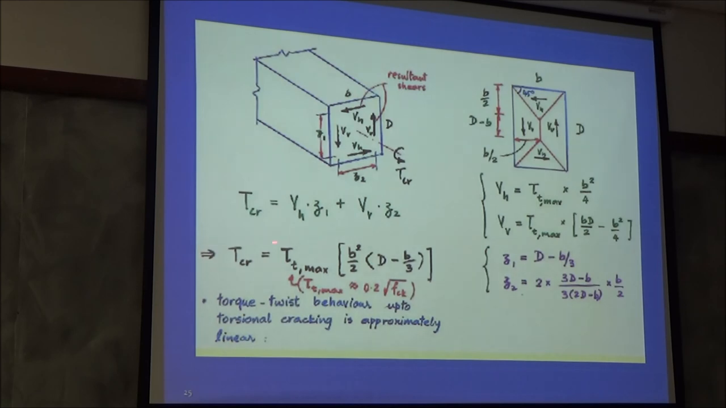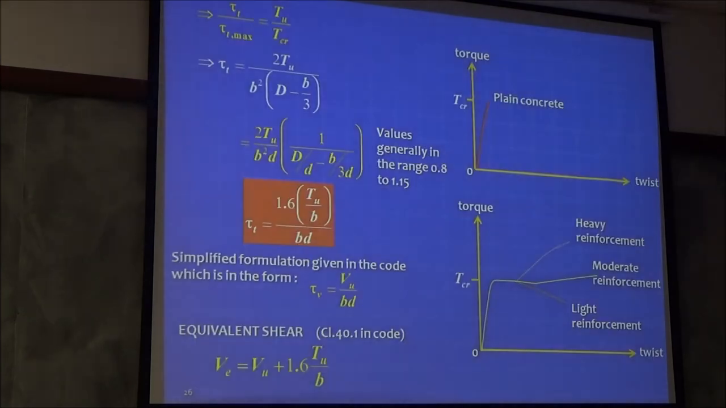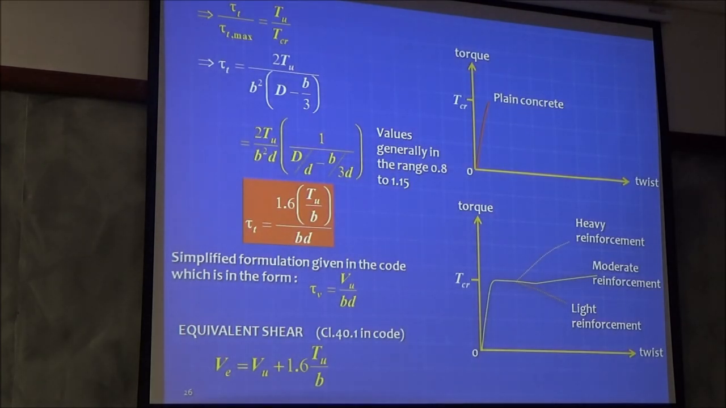When you substitute all this and work out the total cracking torque, it comes to this simple formula. You can prove this. Tau T max is approximately 0.2 root fck. So this is a very simple way of calculating your cracking torque based on plastic theory. Easy to derive, you can work it out. And I'll end by showing a graph. We'll stop with this graph.